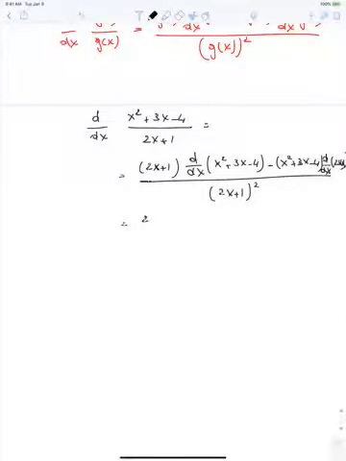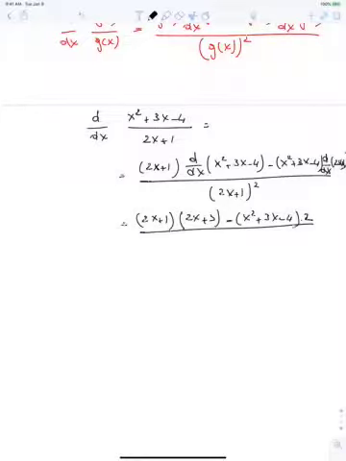Okay, so this is 2x plus 1. We're going to do the derivative first, and then we're going to solve the algebra expression. So this is going to be 2x plus 3, and then it's minus x squared plus 3x minus 4 times, well, the derivative of 2x plus 1 is just 2. So I'm going to delete the parentheses, and I'm going to write it here, divided by 2x plus 1 squared.